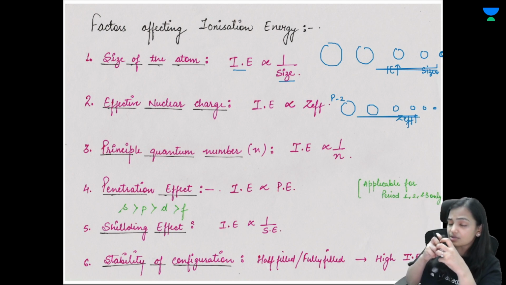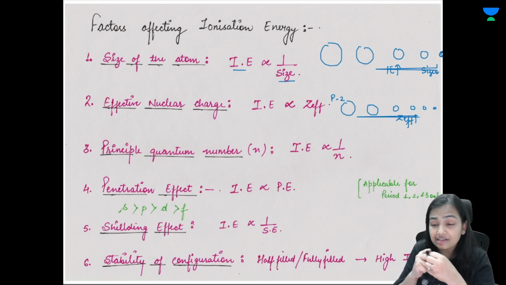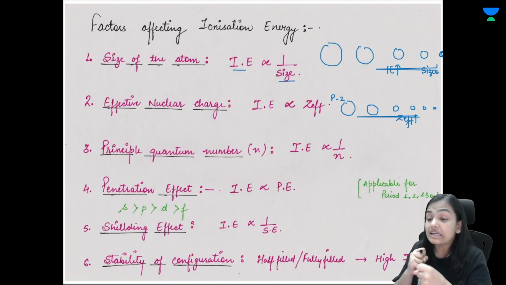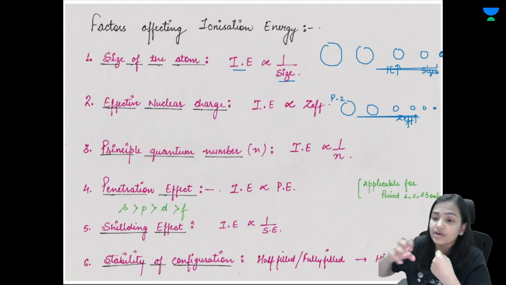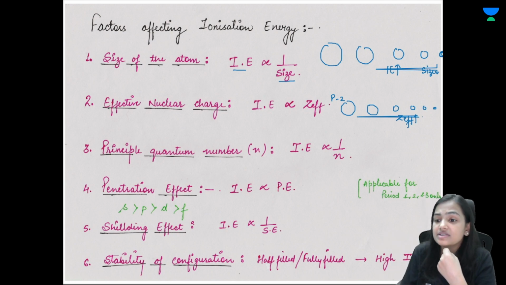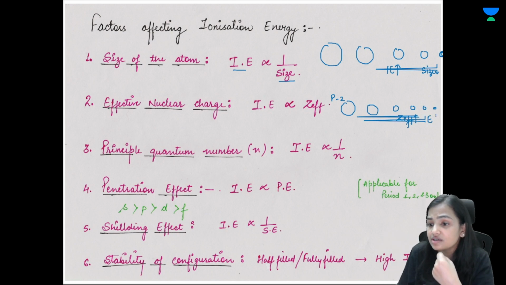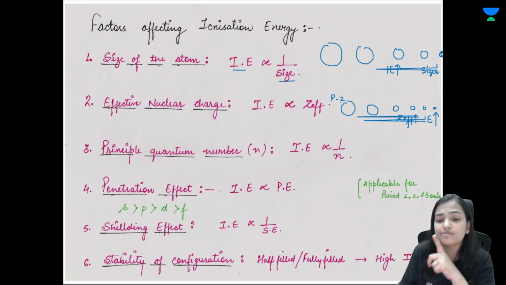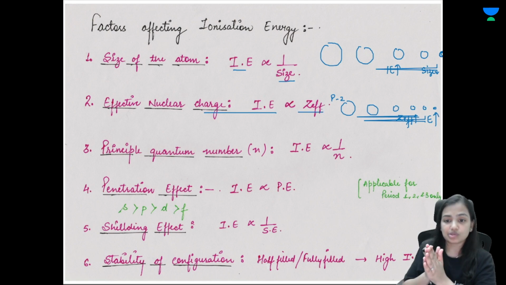If the nucleus is becoming more powerful and is attracting the electron more tightly, then definitely more energy is required to remove the electron. So if the Z effective increases, ionization energy also increases. This simply means that ionization energy and Z effective are directly proportional to each other. I hope you got the point.